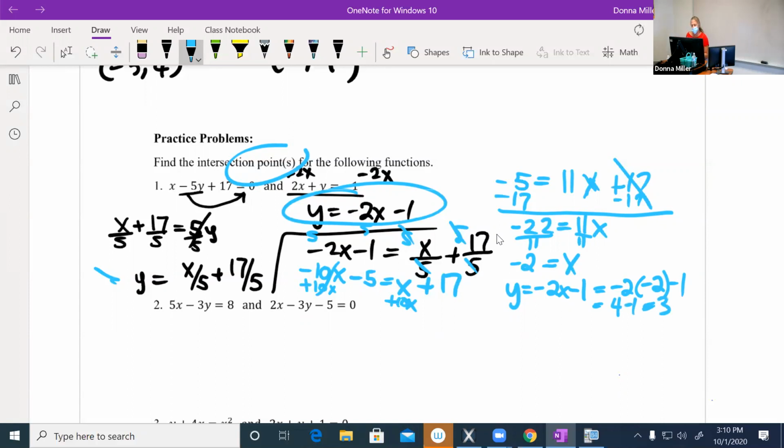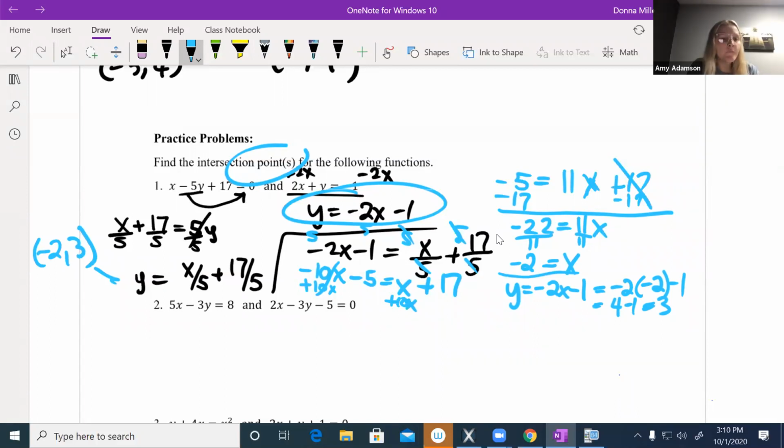So the intersection point I'm getting for these two curves is that x was negative 2 and y was 3. So that would be my point of intersection. This is 2 lines. All right, we're going to go check it on the graphing calculator. The graphing calculator can help you out with these.